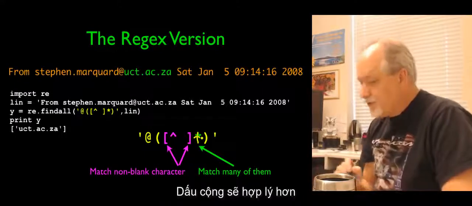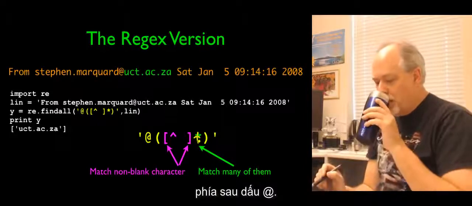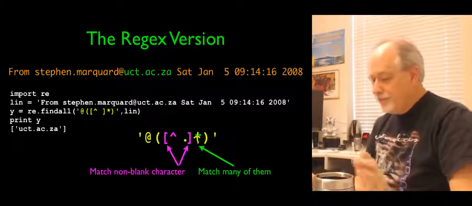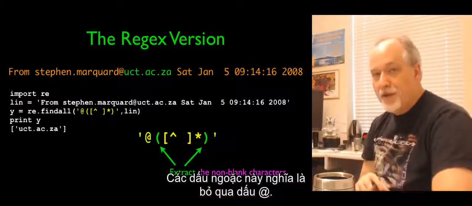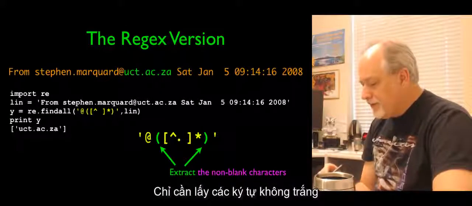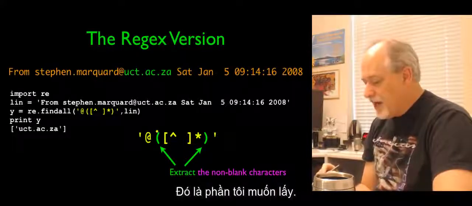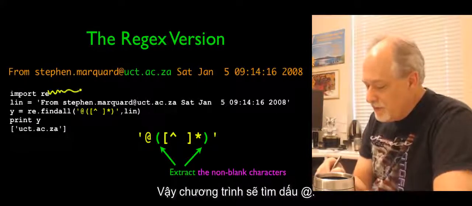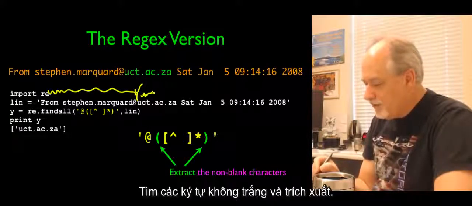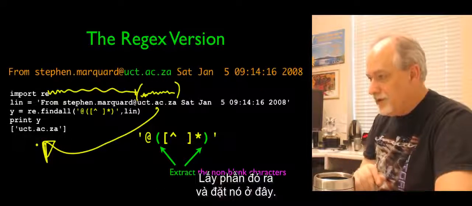So this would probably make more sense as a plus, to say that after the at sign I want at least one non-blank character. And the parentheses simply say, I don't want the at sign. I really want those non-blank characters after the at sign. So that's what I want to extract. It's like, go find the at sign. Okay, great, found the at sign. Start extracting, look for non-blank characters, end extracting. So pull that part out and put it right there.